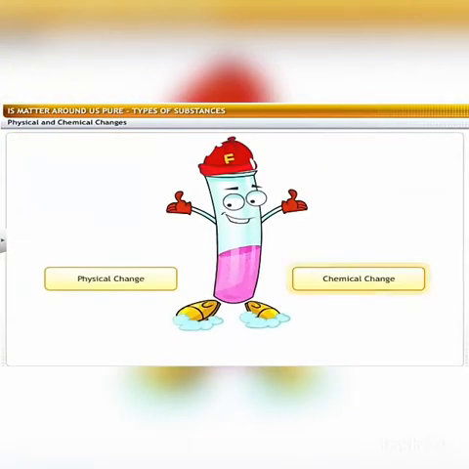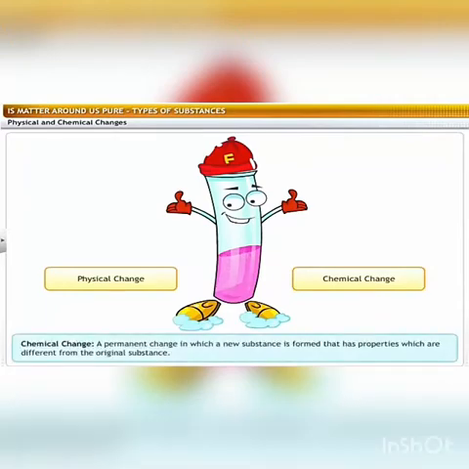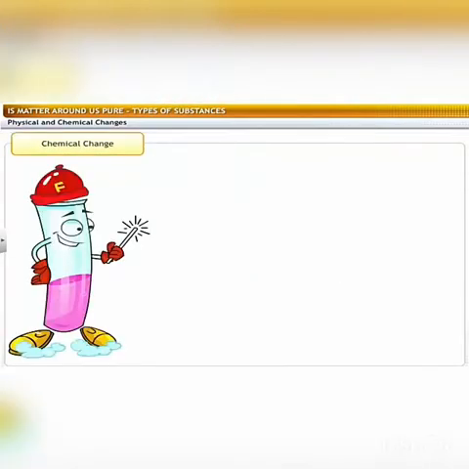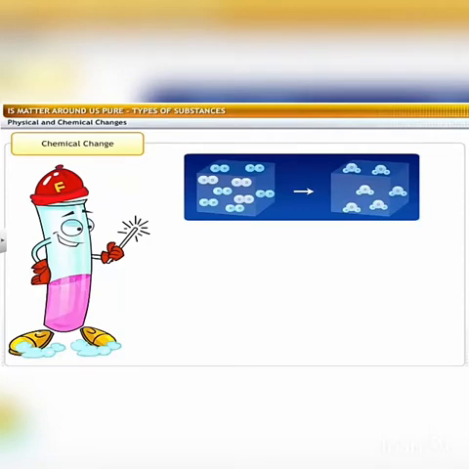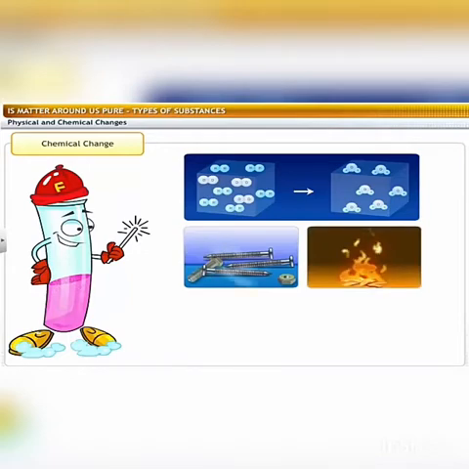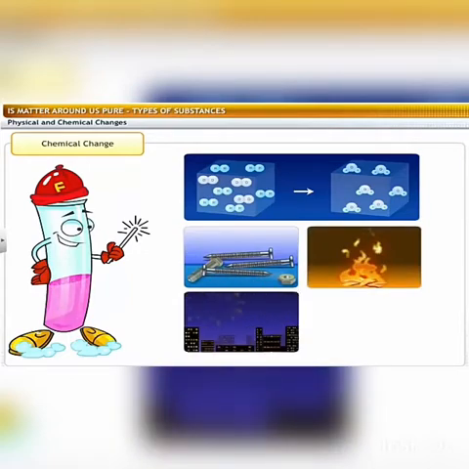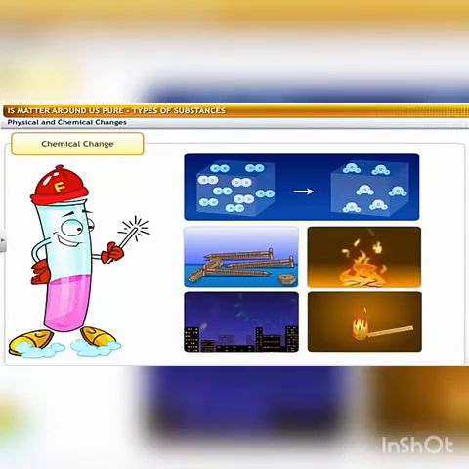Likewise, we can define a chemical change as a permanent change in which a new substance is formed, that has properties which are different from the original substance. For example, formation of water from hydrogen and oxygen atoms, rusting of iron, burning of wood, lighting of firecrackers, burning of a matchstick.